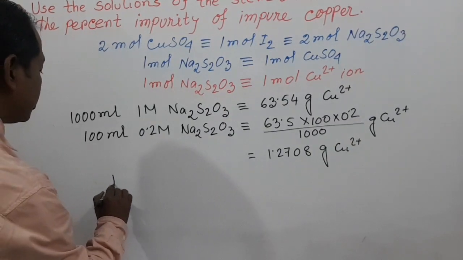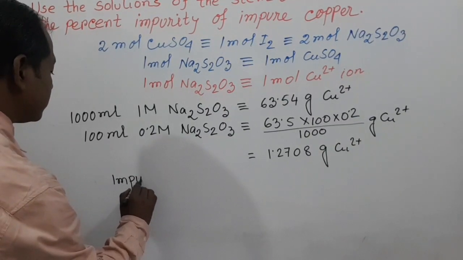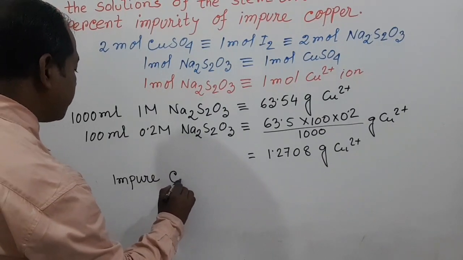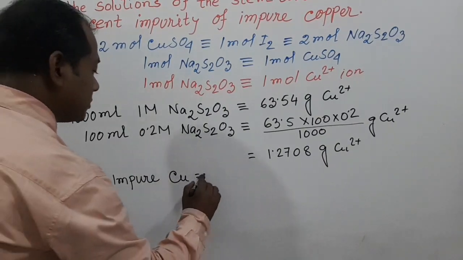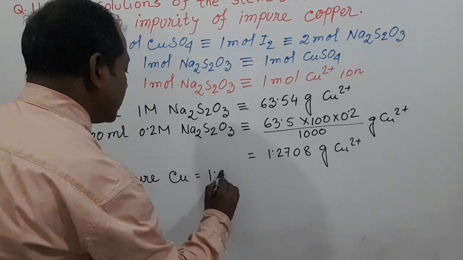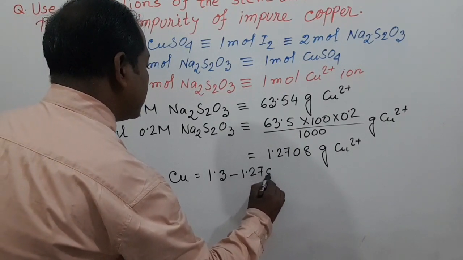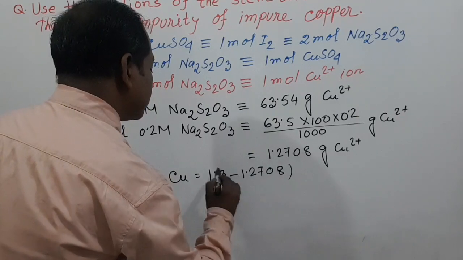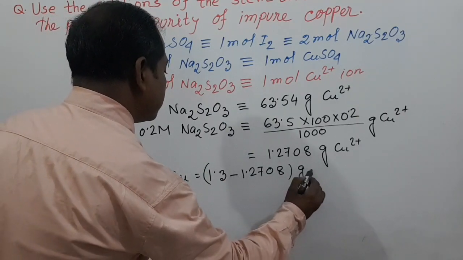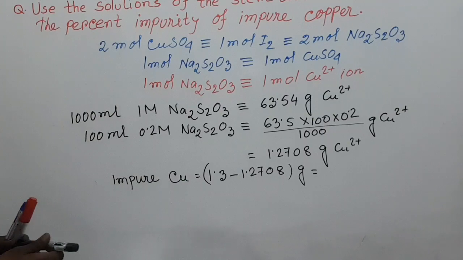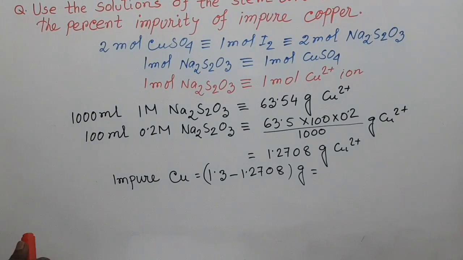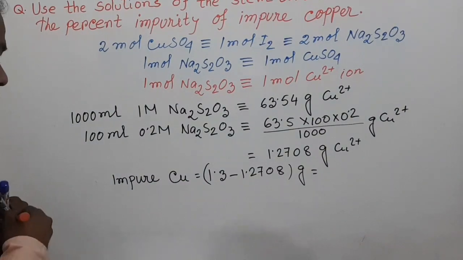So we can write impure copper equal to 1.3 minus 1.2708 gram, and the answer is 0.0292 gram.